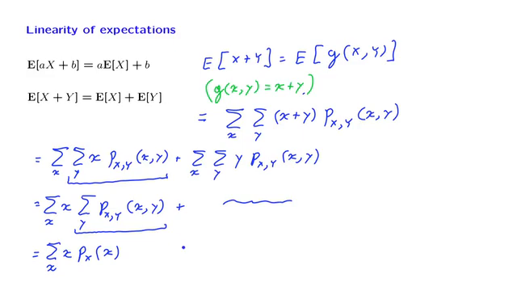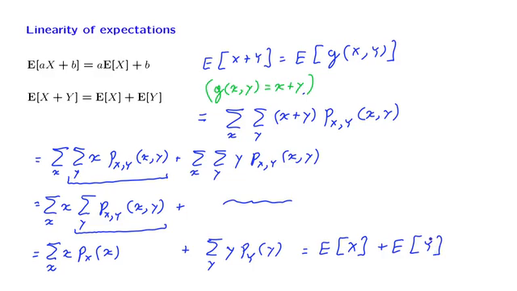If we carry out a similar step for the second term, we will obtain the sum over y's. It's just a symmetrical argument. And at this point, we recognize that what we have in front of us is just the expected value of x, this is the first term, plus the expected value of y. So this completes the derivation of this important linearity property.